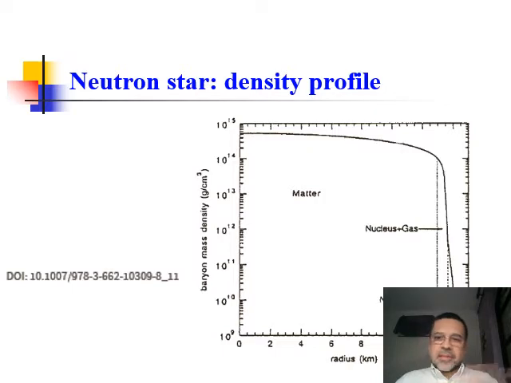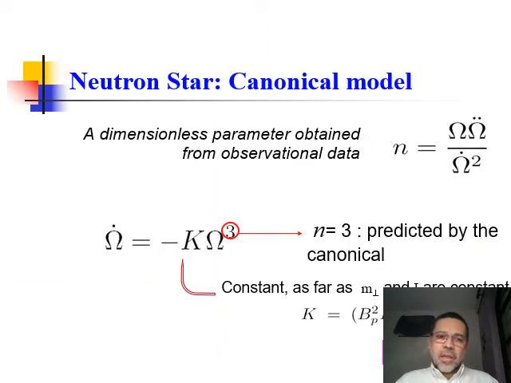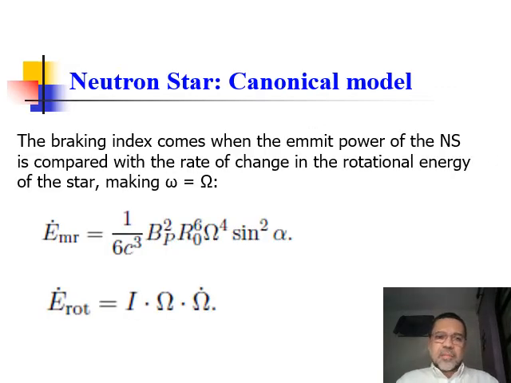This is how the density profile of the star changes. That's why we chose that model for the rigid sphere, because the density profile doesn't change much in the radii of the neutron star. Well, this is the canonical model, and the braking index is about this number here. This is the velocity, the rotation of the star, and this is a dimensionless number. The braking index is about 3 in theory, in that canonical model. It comes from these equations here.